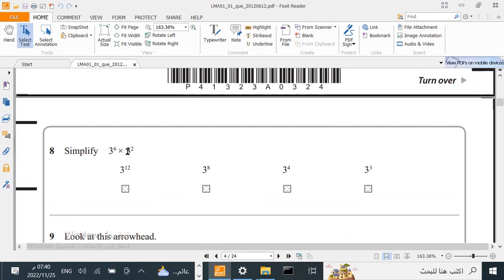I was going to start from the end of the test, but I want you to see the easy questions first. This is easy. Do you see it? It's super easy. 6 plus 2 is 8. So 3 to the power of 8. Very good.